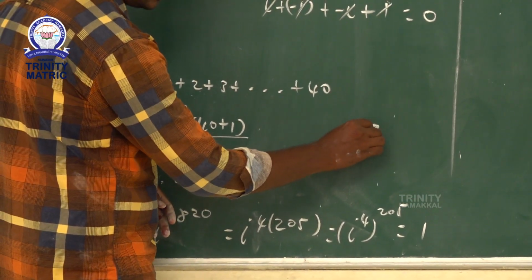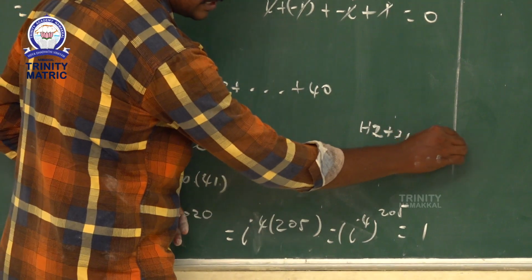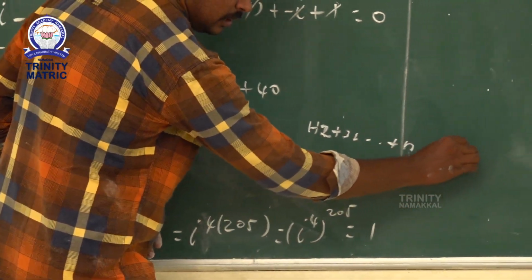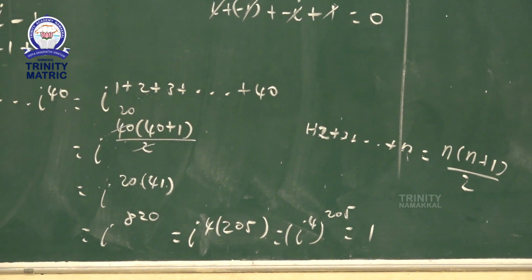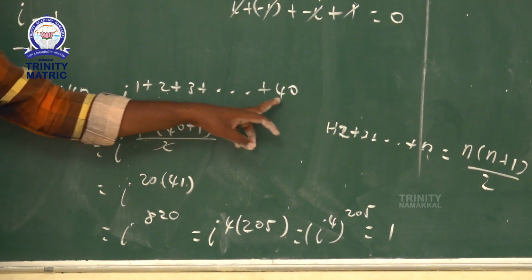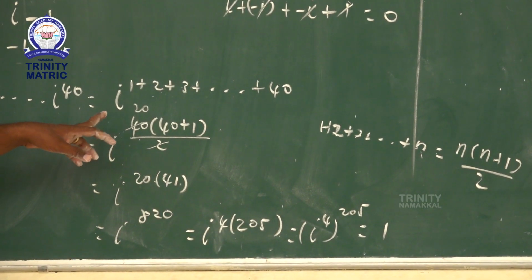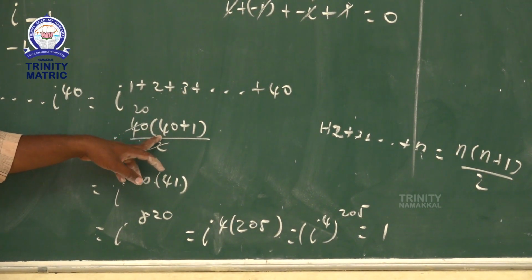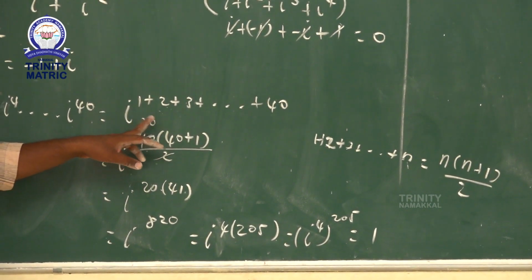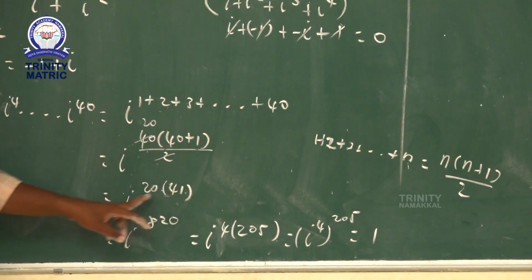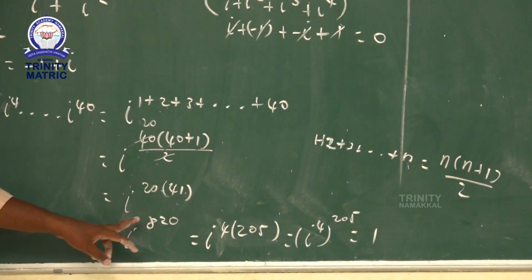Here the sum of n terms is a standard formula. 1 plus 2 plus 3 up to plus n is equal to n into n plus 1 by 2. We already know this. So here n means the last term. Here 40 is the n. Here n into n plus 1 by 2 means 40 into 40 plus 1 by 2. So 2 and 40 are cancelled. So 20, 40 plus 1, 41. So 20 into 41 is 820.